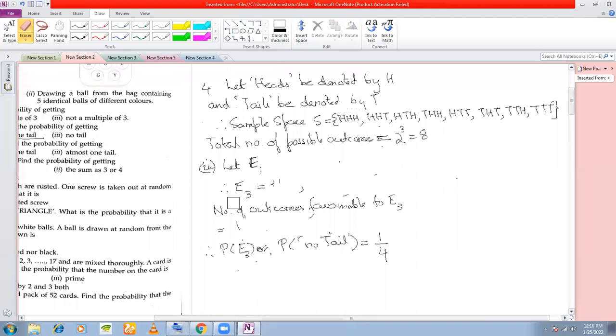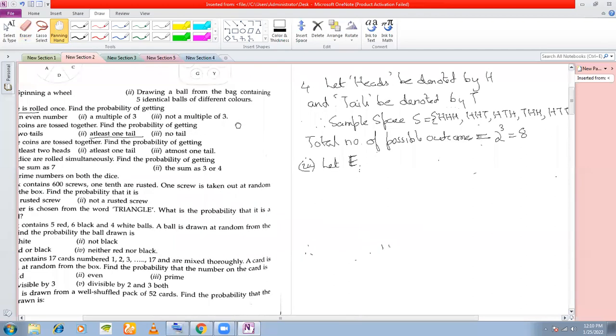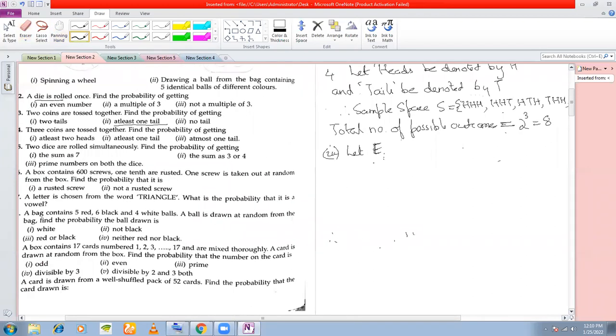So we'll now focus on the event. We'll now see what the question is. Once I have written down the outcomes and the sample space, now I'll focus on the questions. The first question is the probability of getting at least 2 tails. So I define my event E1 as at least 2 heads, sorry, not tails, at least 2 tails. Okay. So therefore, what is my event E1?